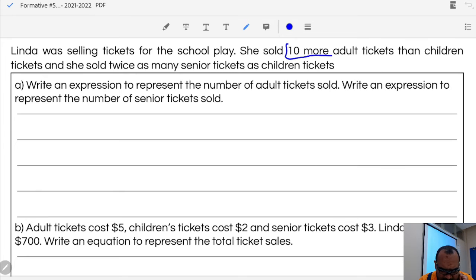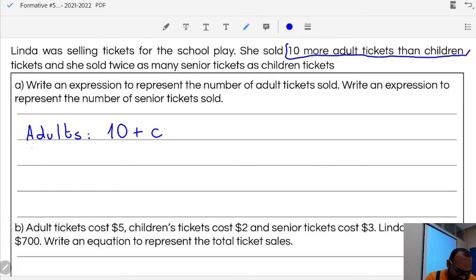Guys, what do you mean about 10 more adult tickets than children? Mister, I sold the children tickets plus 10 equals adult. And you write like that. It is adult, it is 10 more than children. I will write children as letter C.